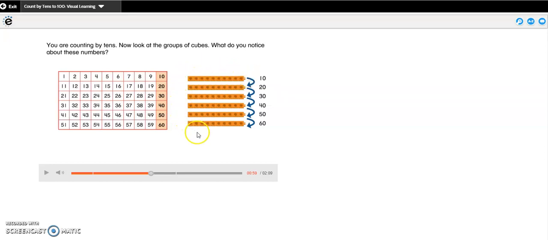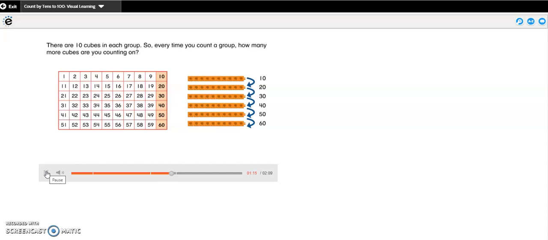But if we wanted to count all of these cubes and we decided to count by ones, it would take a really long time. Since we know that each train has 10, we can count by tens. 10, 20, 30, 40, 50, 60. There are 60 cubes. They are the same as the colored numbers in the chart. How many cubes are there in each group? There are 10 cubes in each group.